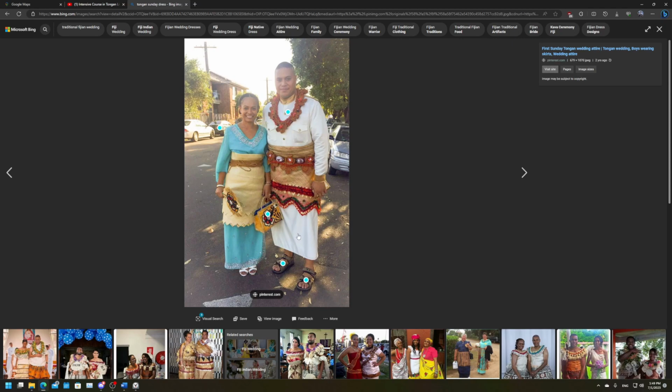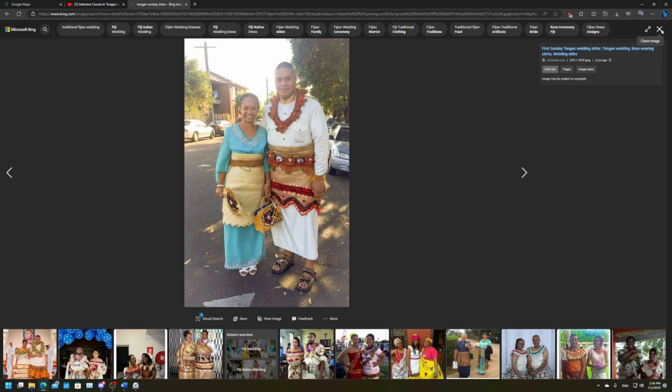Tupenu is actually just the Tongan word for cloth, and it refers to the rectangle that this person is wearing around their waist. So you start here, it goes around the back, comes out in the front, and it's just sort of a skirt.